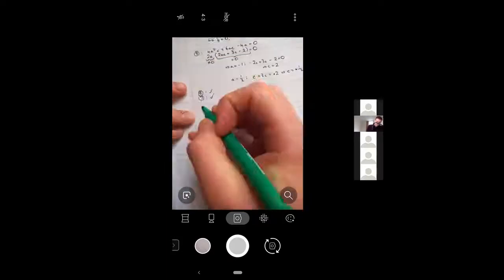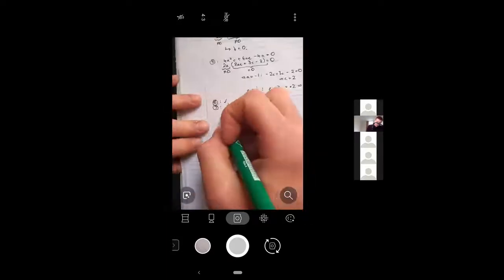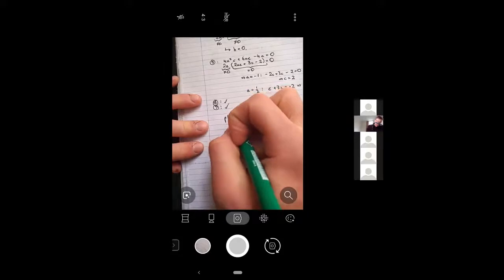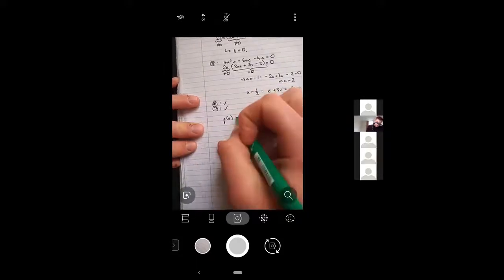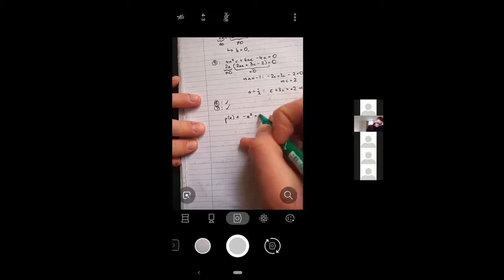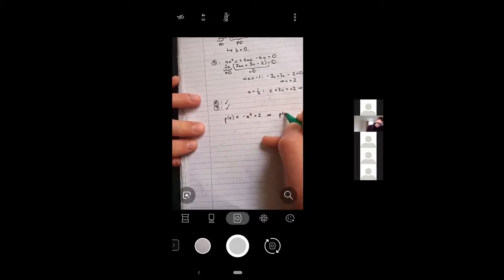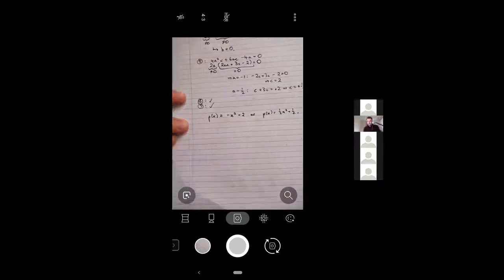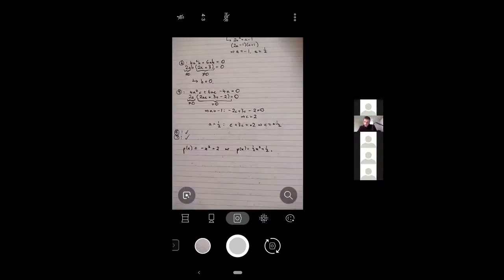So they're both satisfied. So we've satisfied all of them if p of x is either minus x squared plus 2, or a half x squared plus a half. Very quickly, does anyone have any questions?